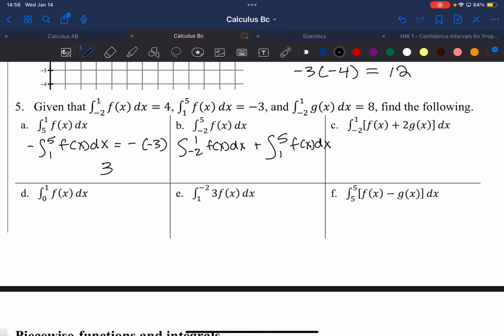Okay? Because if we combine that, since on the diagonal, they're both 1s on those bounds, if we combine that, we get our total interval. So that is going to be 4 plus a negative 3, which is 1.